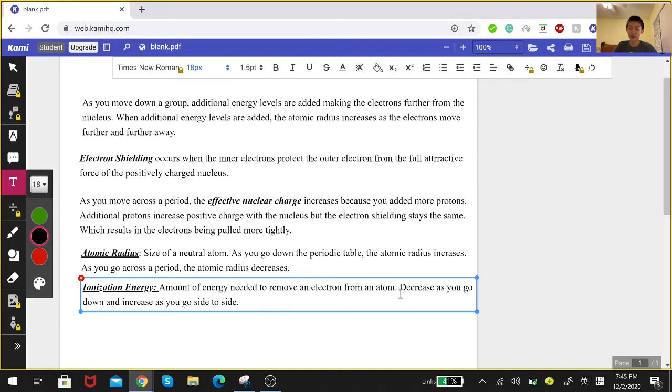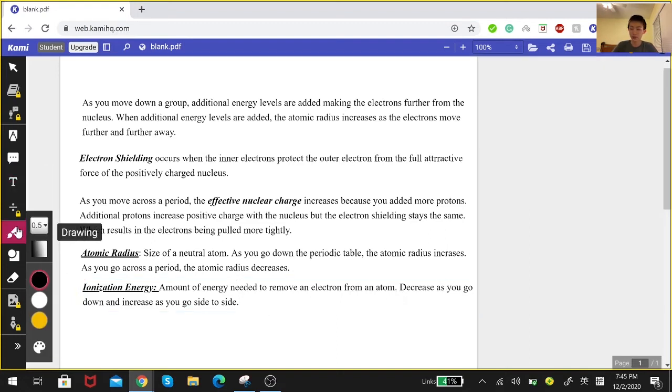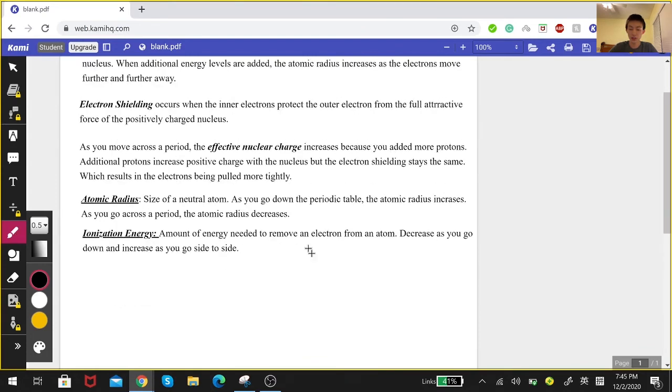As you can see, it decreases as you go down and increases as you go from side to side. Think of this as a periodic table: it decreases as you go down and increases as you go across.